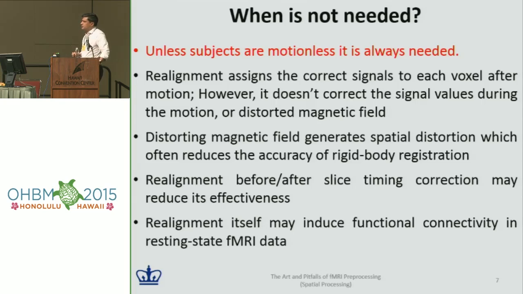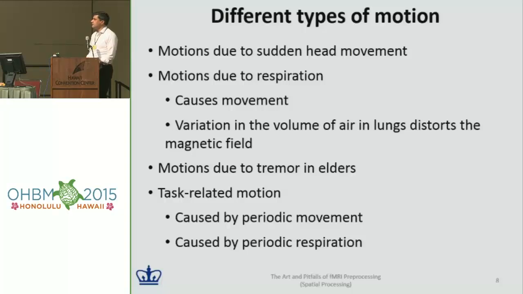Distorting the magnetic field generates a spatial distortion, which also reduces the accuracy of the rigid body registration. As we all know, realignment relies on rigid body registration. Realignment before or after slice timing correction may reduce its effectiveness, so we don't know which one to use. And realignment itself may induce functional connectivity in resting state data. I'll talk about this a little more. I have some examples for this last item. Different types of motions.